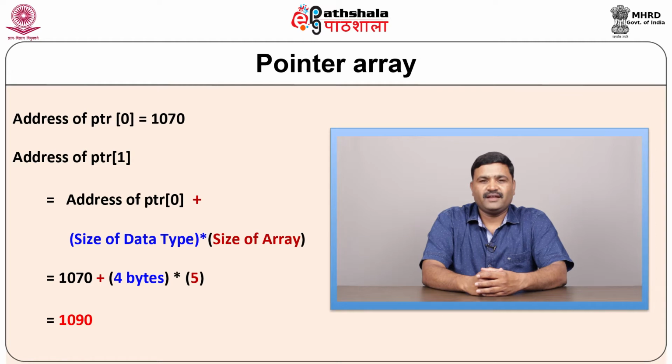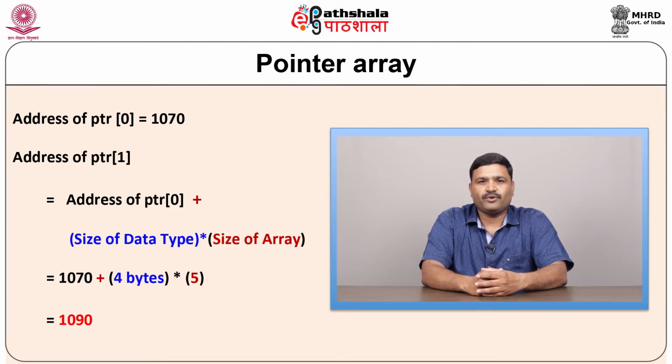Let us know how to find out the memory address of array and pointers. First of all, we will find out the memory address of pointers. In this, we are going to consider pointer 0 to pointer 4. Means the data size of a pointer we are assuming as 4 bytes and the number of elements is 5. We are initially assuming the memory address for pointer 0 is 1070, that is the initial address for pointer 0.